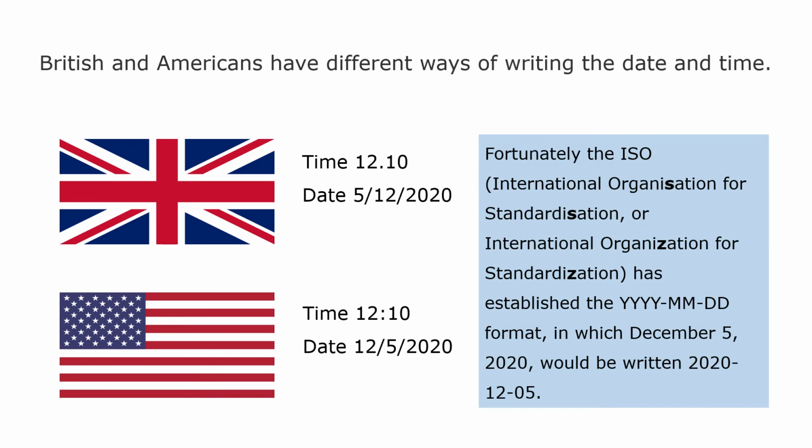Fortunately, the ISO, that is the International Organization for Standardization, (the American English uses a Z instead of S), has established the year, month and date format, in which December 5th, 2020 would be written 2020 12/05.